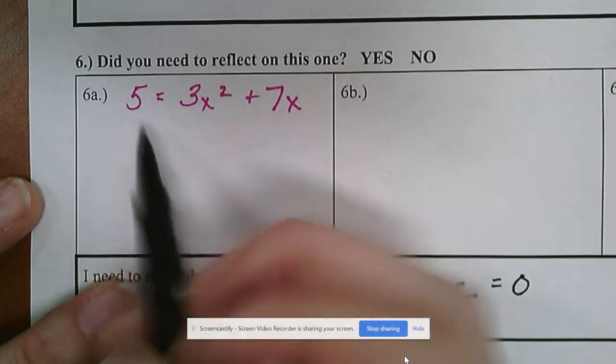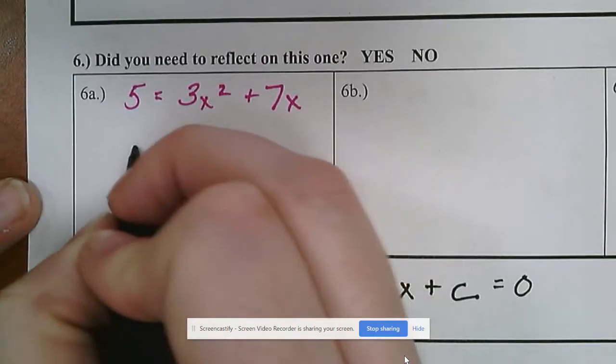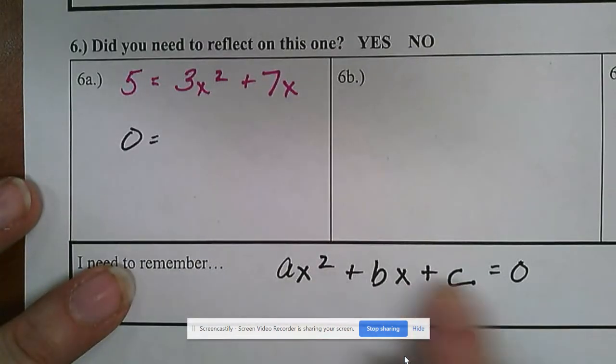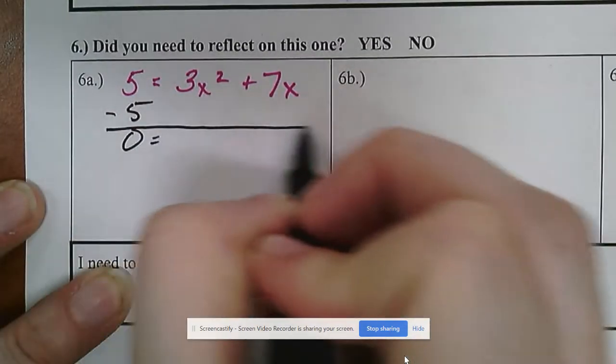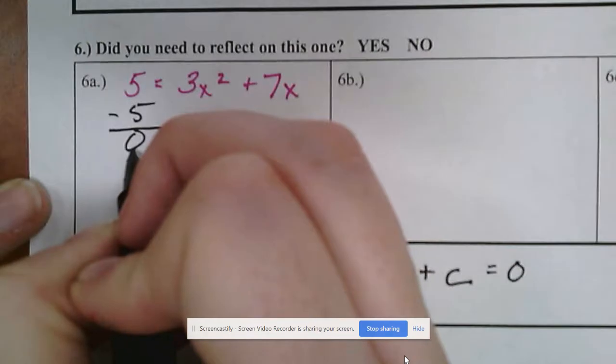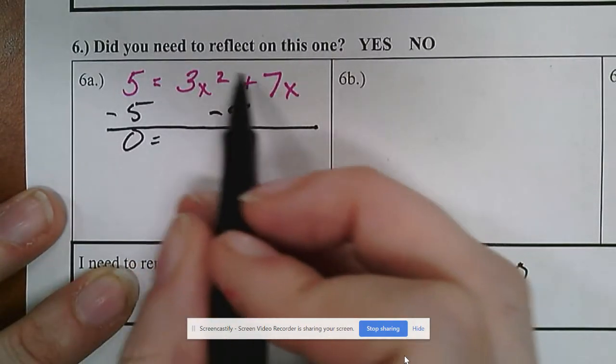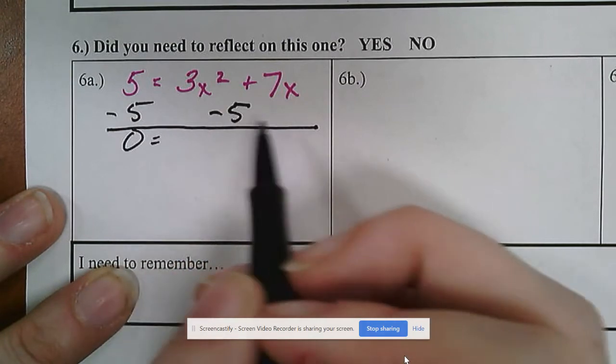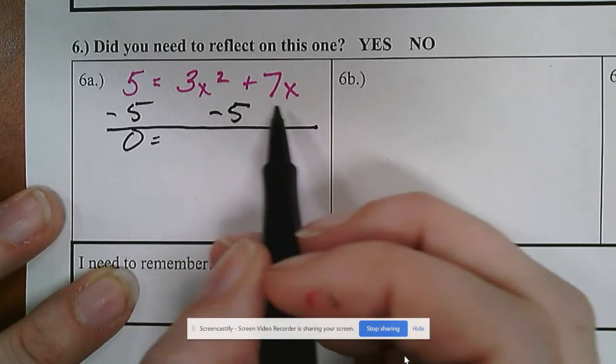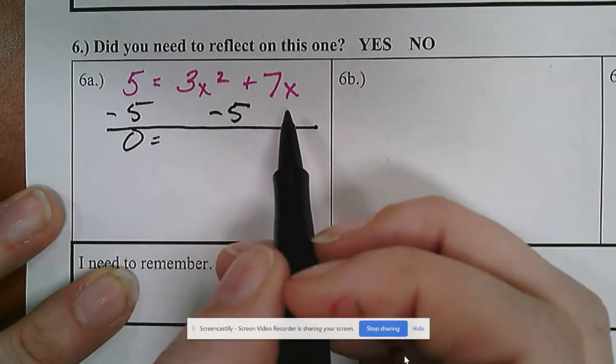So in order for this to equal 0 on this side, because that's what I need it to look like, I need to subtract 5 on both sides. So 5 minus 5 is 0, and what I do to one side, I do to the other. Now notice I'm not lining it up under anything, because it is not a like term with anything. So it doesn't actually matter where you write it on the right side of the equal sign.